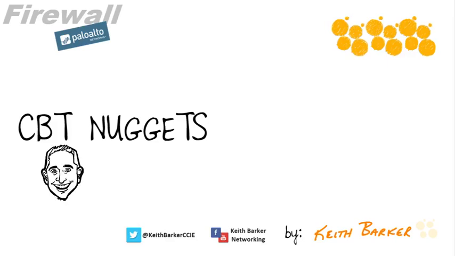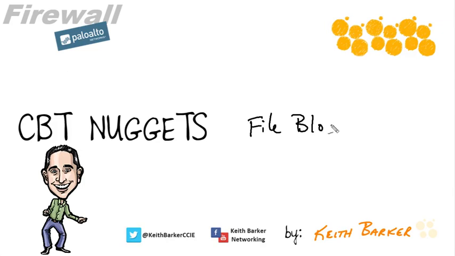There may be types of files that you and I just don't want to allow through the firewall. And to implement that control, what we can do is set up a file blocking profile and then simply attach that to one of our security policy rules. So in this nugget, I'd like to walk you through doing exactly that.